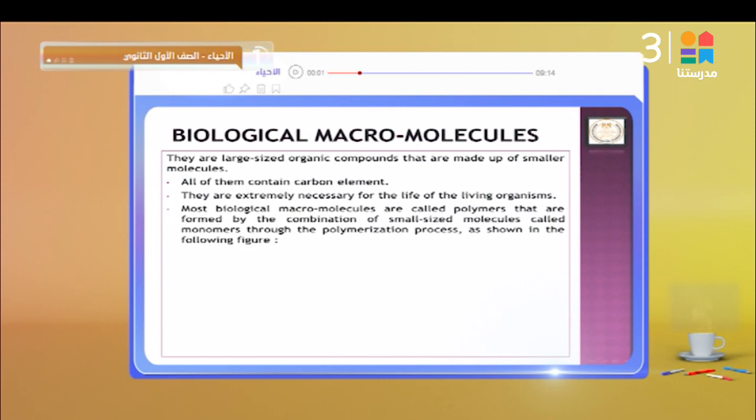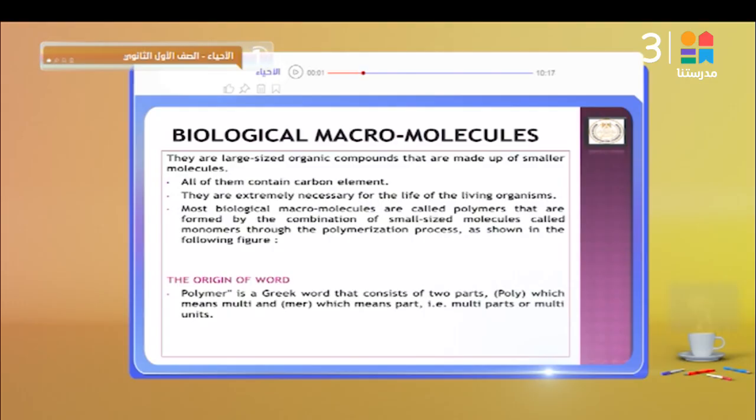Most biological macromolecules are called polymers. That means polymers consist of a group of monomers. Monomer plus monomer plus monomer, in the end, gives us polymers. This process is called polymerization. What is the meaning of polymerization? A group of monomers combine with each other in a group of reactions and finally give us polymers. It's called polymerization.